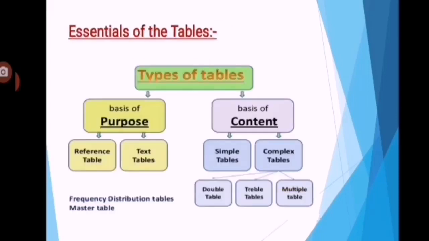Next we come to the essentials of tables, that is, types of tables. The types of tables are shown in the slide as a flow chart. Type of table is divided into 2 parts: one is on the basis of purpose, another one is on the basis of content. The basis of purpose is divided into 2 parts: one is reference table, another one is text table. Then the basis of content is divided into 2 parts: one is simple table, another one is complex table. The complex table is divided again into 3 types: one is double table, second one is triple table, and third one is multiple table. This is the flow chart shown for the types of table.